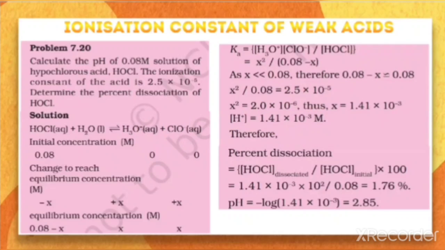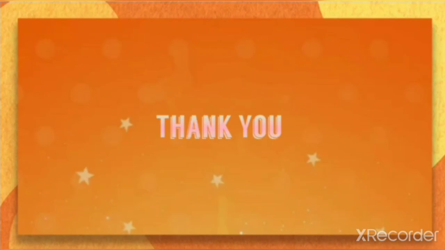So in this video, we have discussed the ionization constant of weak acids and weak bases, and the relation between the weak acid and weak base ionization constants, that is Ka into Kb is equal to Kw. And we also solved one problem related to this.